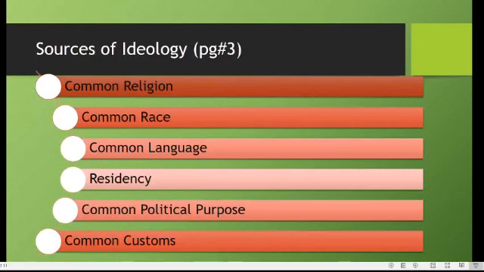And then come the common customs. Common customs create ideological harmony. What are these customs? These are your values, your culture, your norms. These are all the amalgamation of the customs. So customs create ideological harmony. They create brotherhood between the people, and so it forms the ideology.